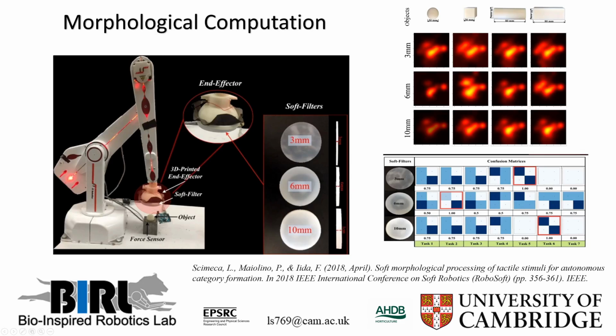This robot basically just performs a light touch on an object, and it's capable of telling whether the object is rounded or edged, versus elongated or not elongated, just by changing its morphological properties, which is basically the thickness of this soft silicone layer, which performs some spatial filtering on the tactile response and allows the robot to discriminate between different objects based on their properties. So morphology is really important, and morphology can be optimized to resolve a specific task.